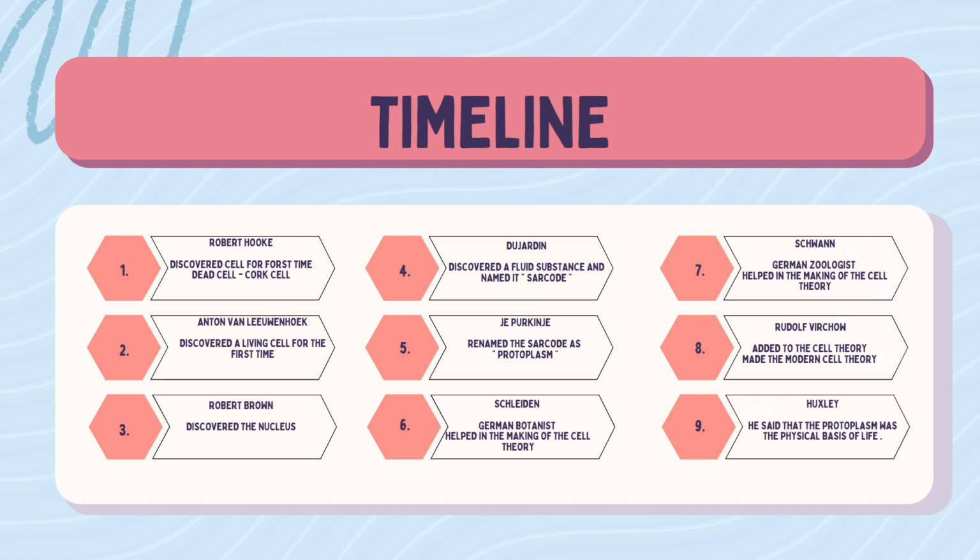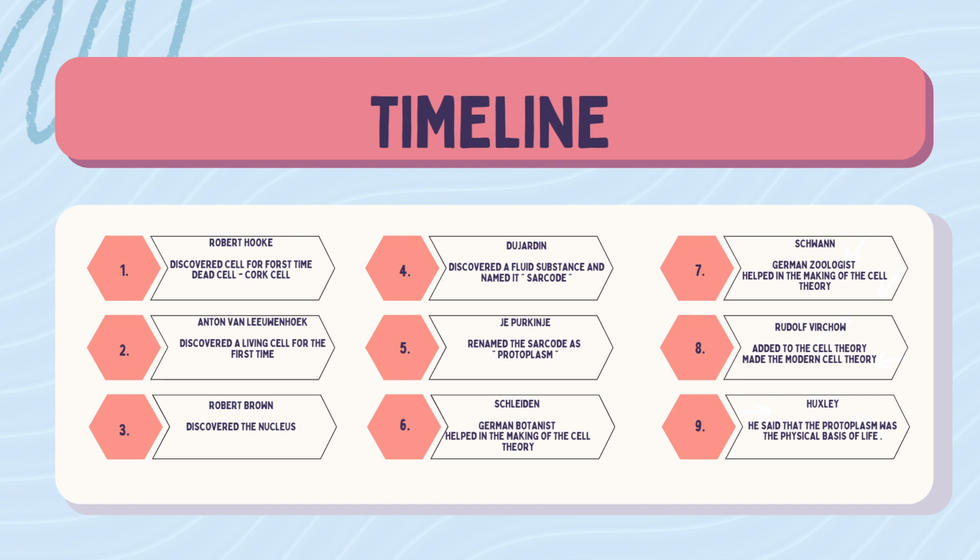Then in 1835, Dujardin discovered a fluid substance in the cell and he named it Sarcode. Then in 1839, Sarcode received a new name, protoplasm. This name was coined by J. Purkinje. Then in 1839, Schleiden, a German botanist, helped in the making of the cell theory. In the same year, 1839, Schwann, a German zoologist, also helped in the making of the cell theory.